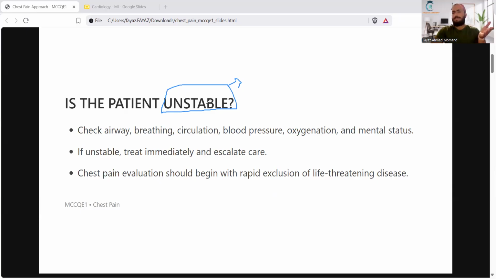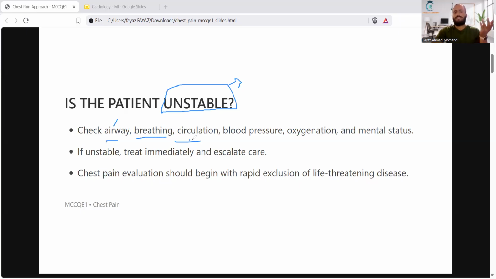Now, what would the priority be? Your ABCs: airway, breathing, circulation. For airway, you would look at the trachea. You would open their mouth and see if there are any signs of debris or any injuries in the mouth, and then palpate the trachea to make sure it's midline, not deviated. Listen to the breath sounds, and if the patient is unstable, you're unlikely to hear any breath sounds.